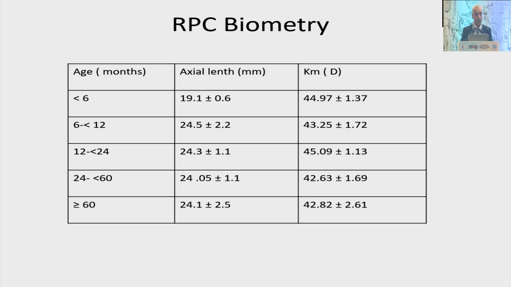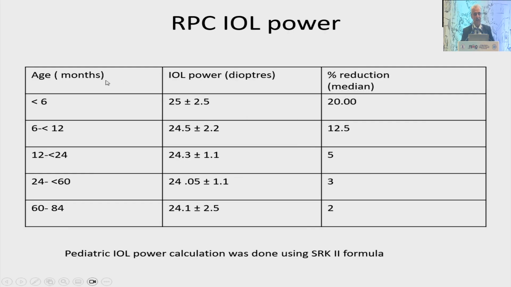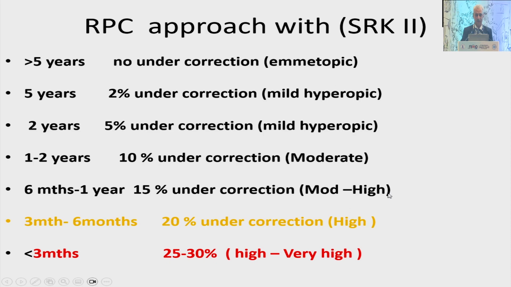So what we found out was the mean axial length, and then the keratometer on the side. And this is the power which we put. In patients less than 6 months, we put about 25.5, which was 20% undercorrection. 6 to 12 months was 12.5. And then from this, we used the SRK2 formula. From this, we derived one formula which says that if it's more than 5 years, there's no need to undercorrect.